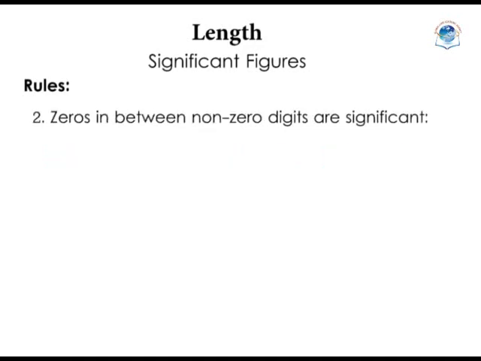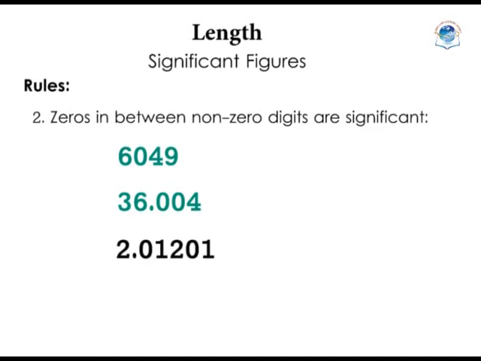Zeros in between non-zero digits are significant. 6,049 has 4 significant figures. 36.004 has 5 significant figures. 2.01201 has 6 significant figures.